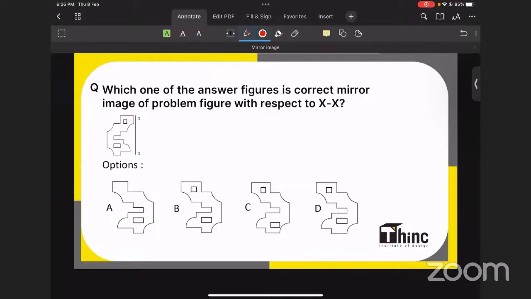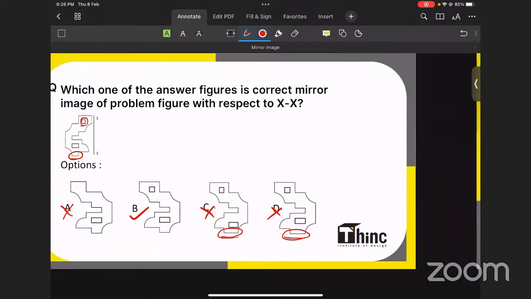Okay. So over here, that square is missing in option A. Okay. And you can find this is a very small portion. Actually, option C as well as option D, that portion is very much large. And option B is your final answer. Okay. Let's try the next question.